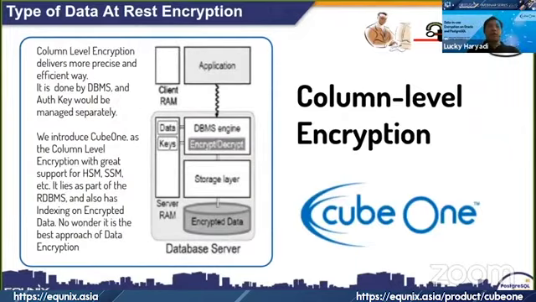So here we introduce Cubeone, a column level encryption. The data is not encrypted on all of the rows or all of the columns, but we can encrypt it column by column. That is why we call it column level encryption. It can also support SSM and also has indexing on the encrypted data. I think Cubeone can be explained in more detail by Mr. Kang Sukchai.